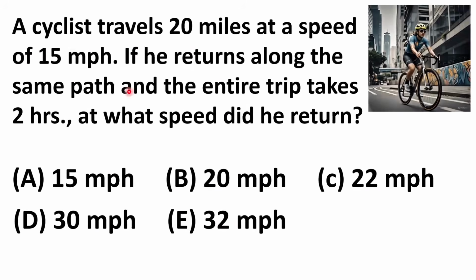And now come back to our question. This was our question and these were the options. At what speed did he return? Now we have calculated the return speed of the cyclist, which is 30 miles per hour, and this is the right answer of this question. I hope you have understood the solution of this question.